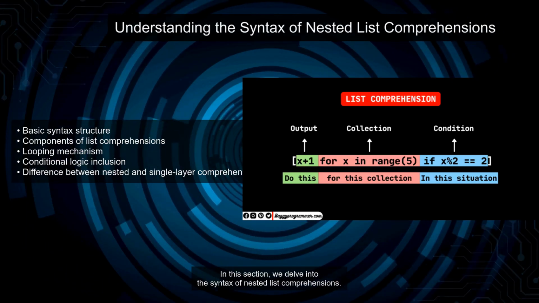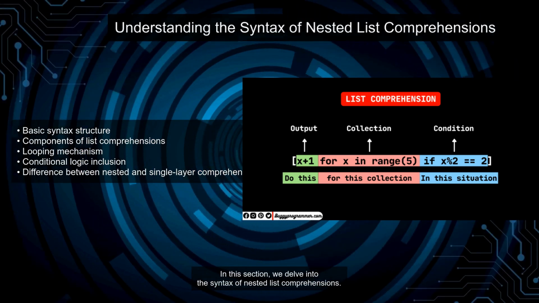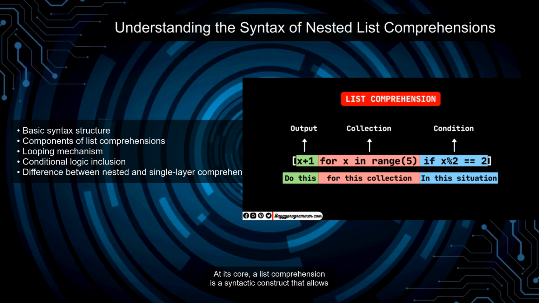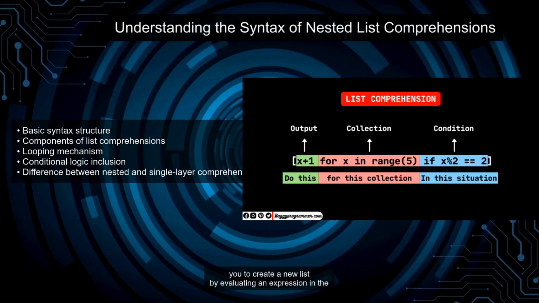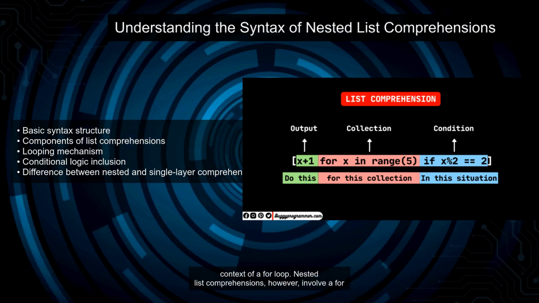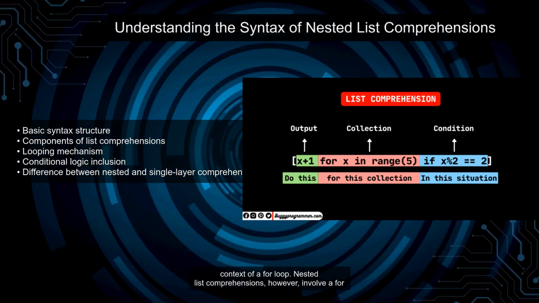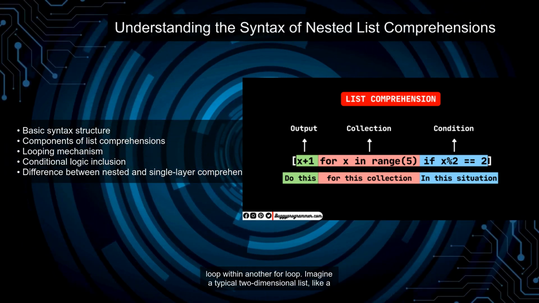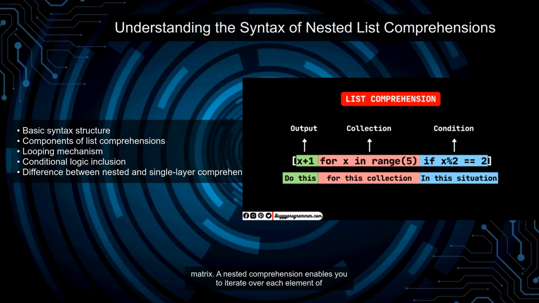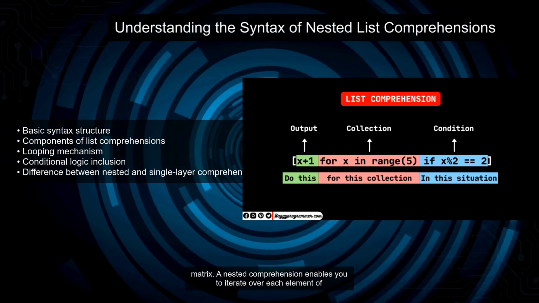In this section, we delve into the syntax of nested list comprehensions. At its core, a list comprehension is a syntactic construct that allows you to create a new list by evaluating an expression in the context of a for loop. Nested list comprehensions, however, involve a for loop within another for loop. Imagine a typical two-dimensional list, like a matrix. A nested comprehension enables you to iterate over each element of each sublist within the main list.